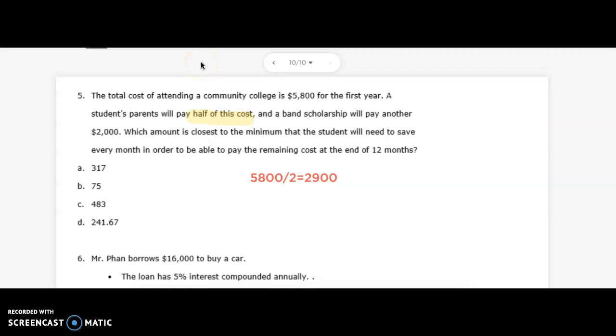All right. So out of the 2,900, we know that a band scholarship is going to pay for 2,000. So there's 2,900 minus 2,000, and we really don't need a calculator for that. The answer to that is going to be 900. So we know that the student is going to be responsible for paying $900 of this total amount. So now what we're going to do is 900 divided by 12. And that should get us our answer. Let's go to our Desmos.